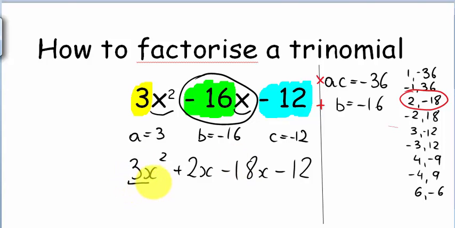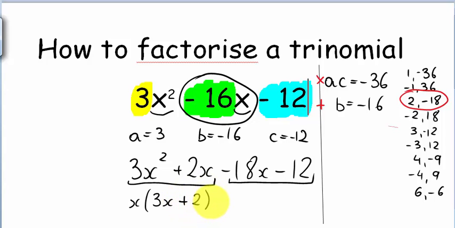Now what I do with that is group the terms in pairs, and then I just find the common factor from each pair. 7 times 3 is minus 21. The common factor for the first two terms is x. If I factorize x out, I'll get 3x plus 2.